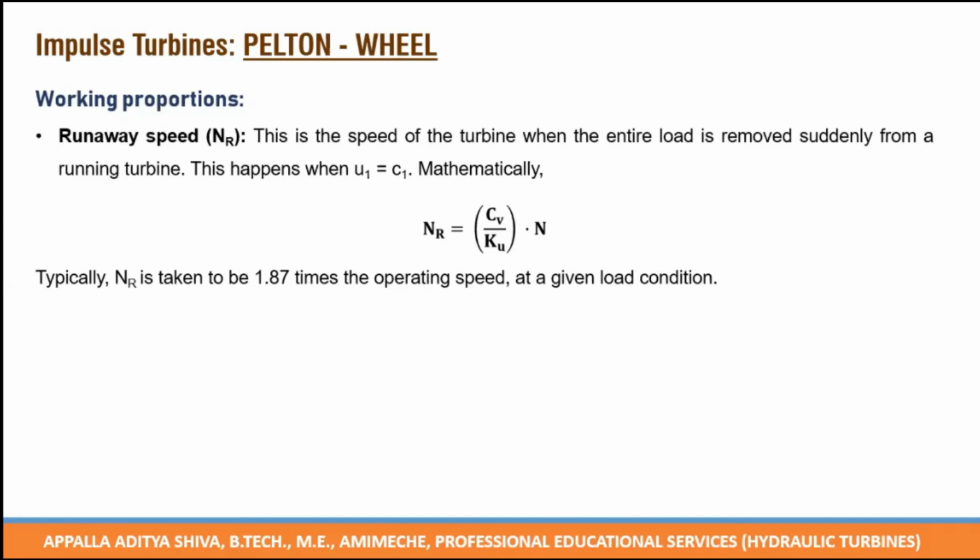This runaway speed is calculated using this relation: NR is equal to Cv by Ku into N, where N is your operating speed. Typically, NR is taken to be 1.87 times the operating speed, taking into account the windage and frictional losses. So this is about the Pelton turbine.